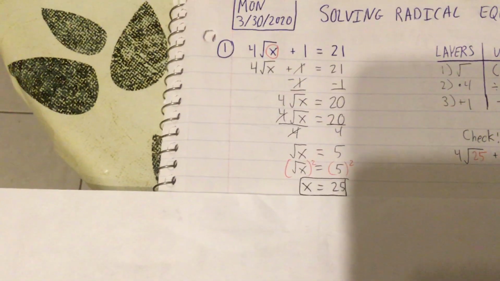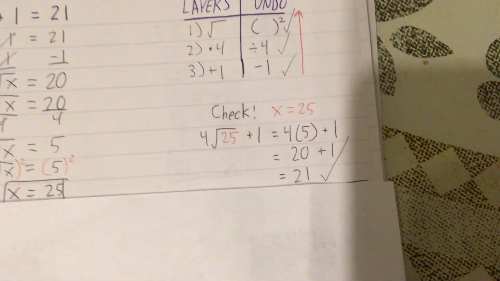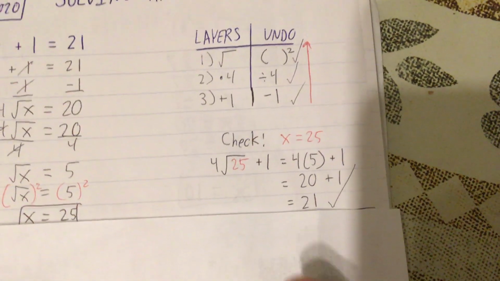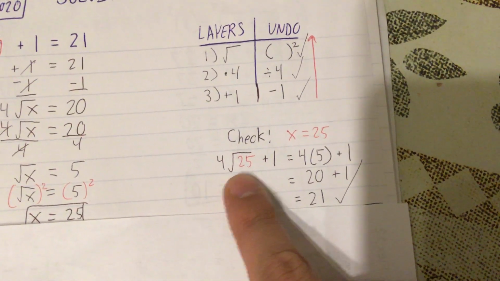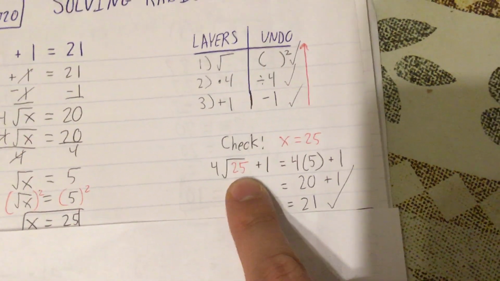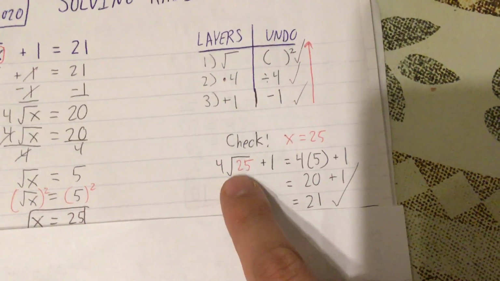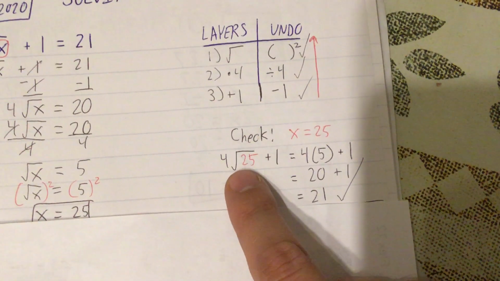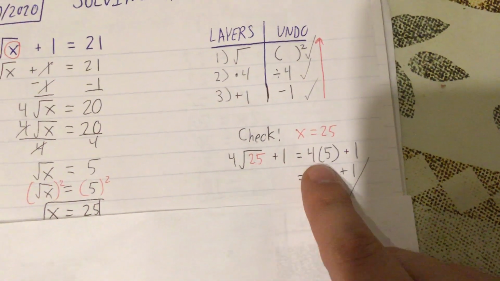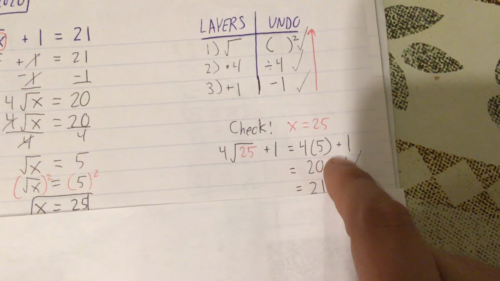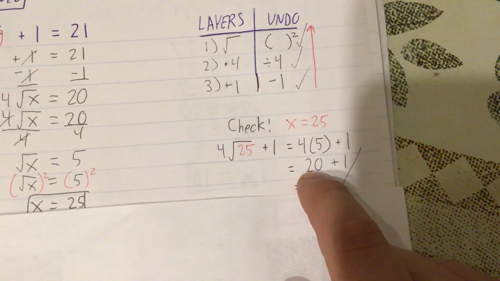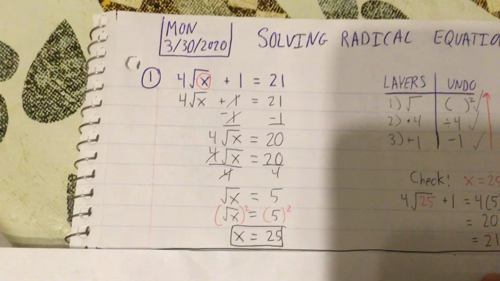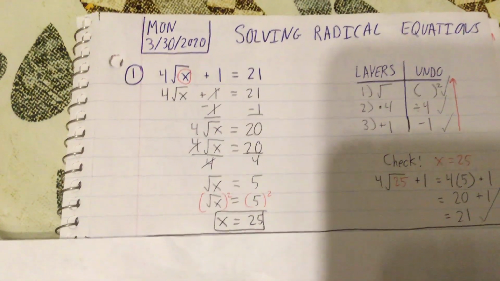I checked my work on the right side. If I plug in for x, 4 times the square root of x plus 1, I'm going to plug in x equals 25. Using PEMDAS, because technically exponent comes before all this, square root is technically an exponent, we've got 4 times 5 plus 1, the square root of 25 is 5. 4 times 5 is 20. 20 plus 1 is 21, and that's what we wanted all along.